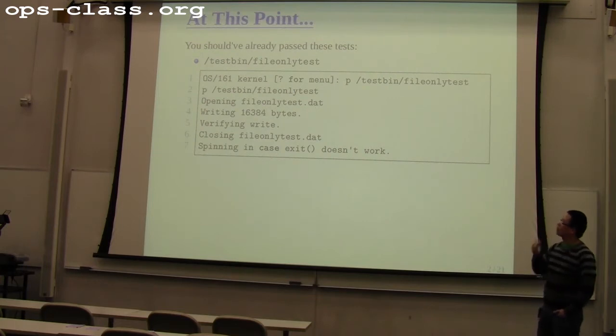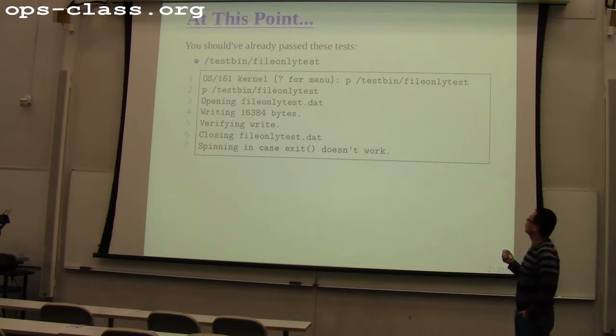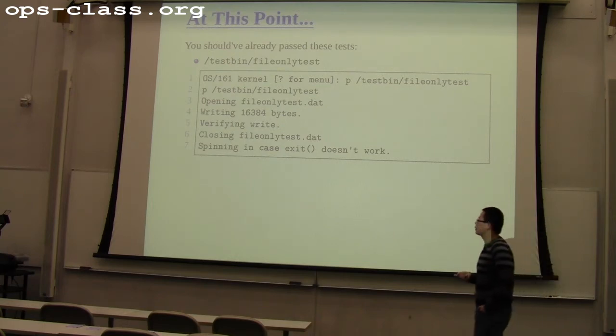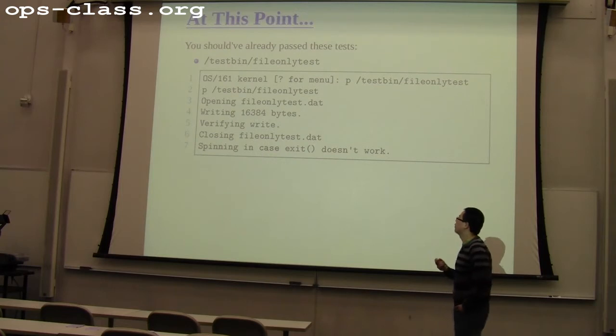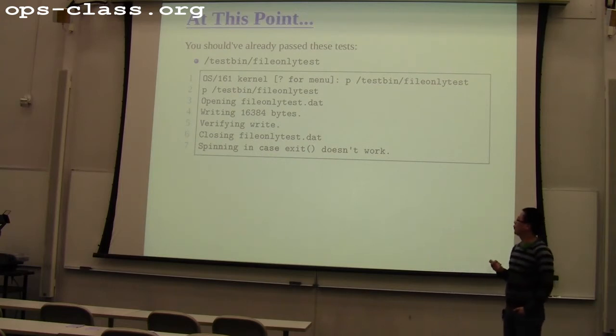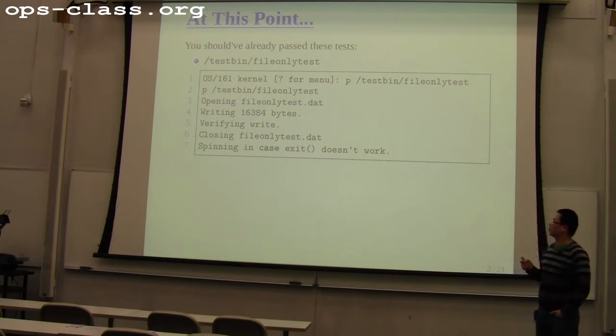So at this point, you should be able to pass this file-only test, right? It's the most basic test program that tests the file syscalls like open, read, write, close, lseek. It won't touch any process syscalls, so you should be able to run it before you implement any process syscalls. So I guess most or all of you have passed this test. Yes?